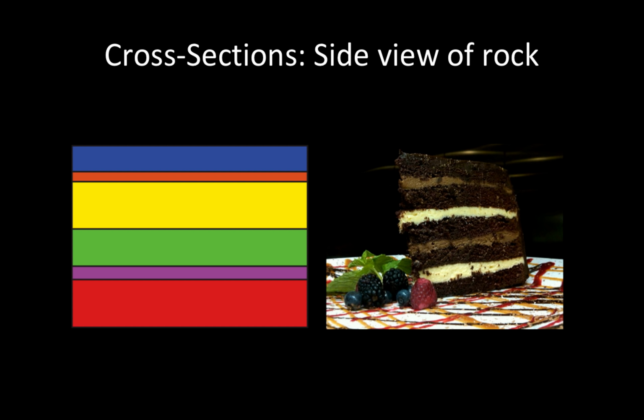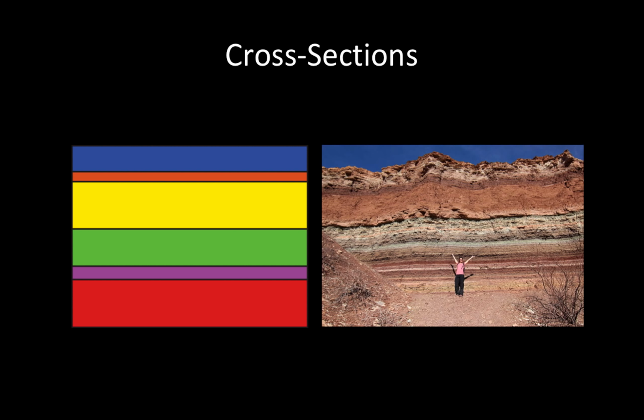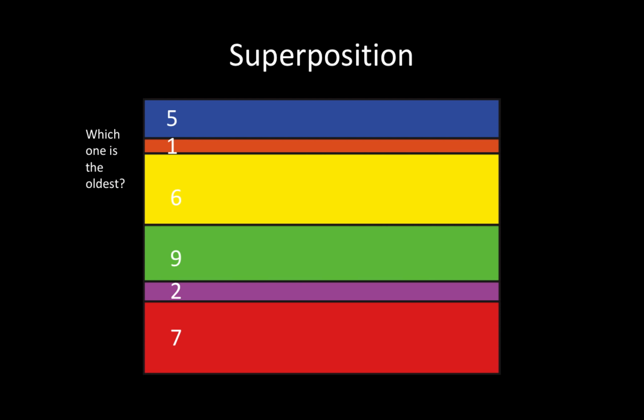All right, so on the left, I have a cross section that I made. On the right, I have a piece of cake. They look similar. All right, and here is a very happy geologist in front of a cross section. So superposition, which one is the oldest?